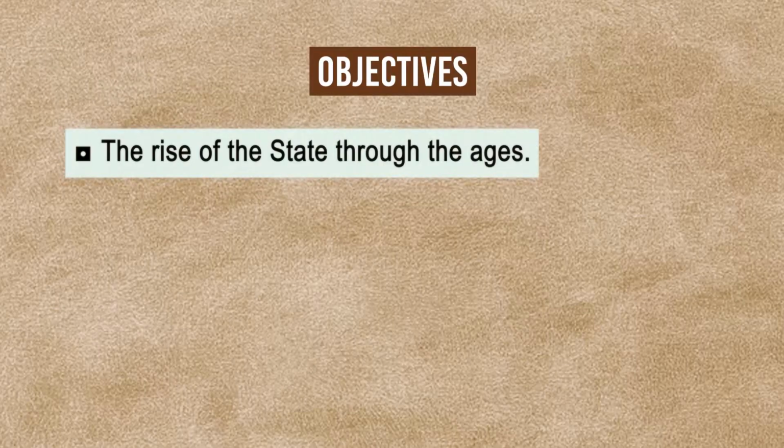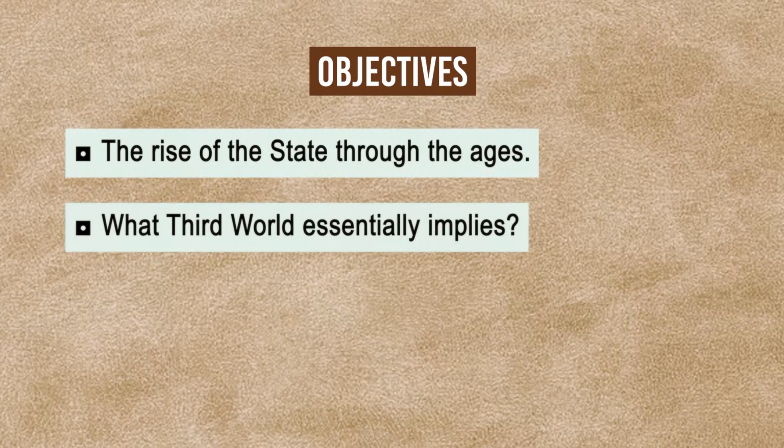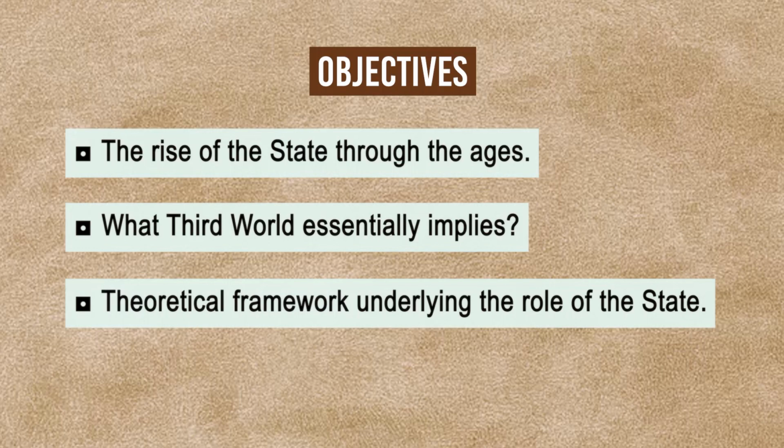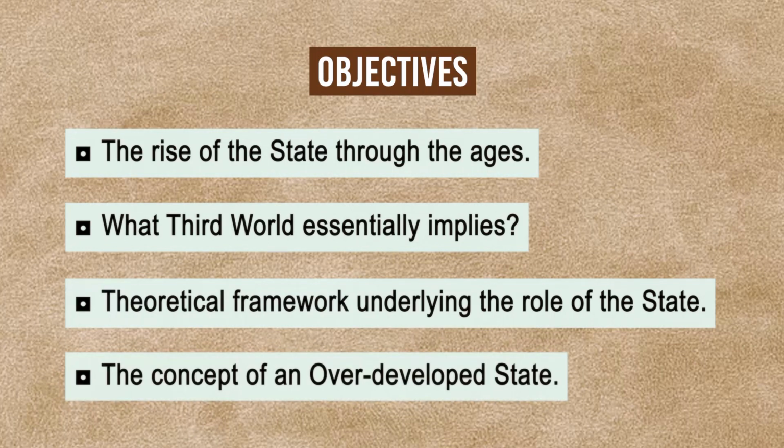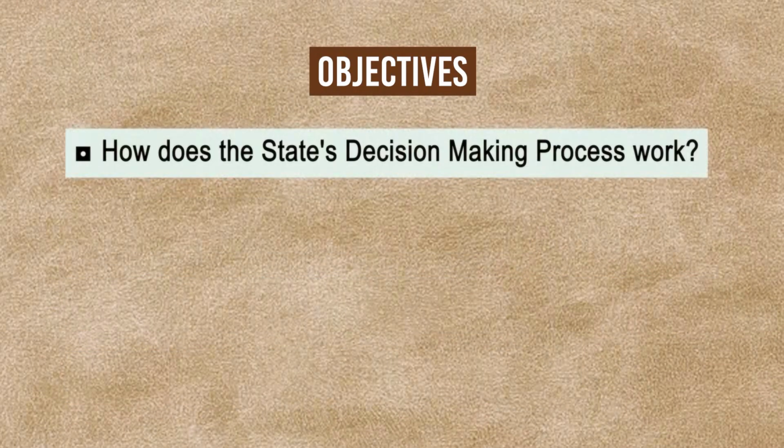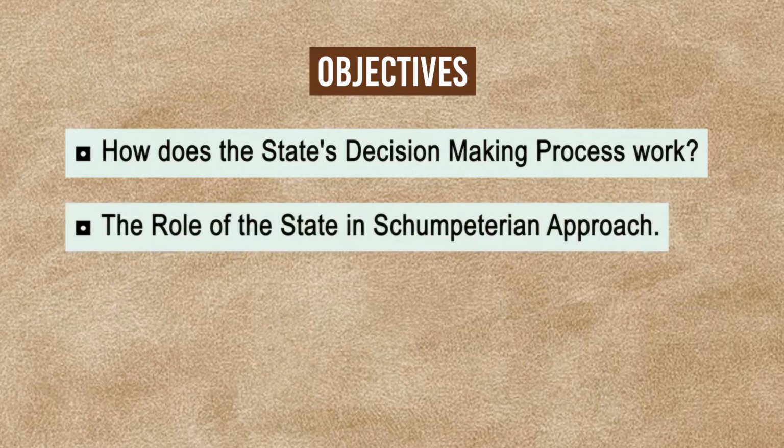We would like to discuss the rise of the state through the ages, and we would also try to understand what essentially the term third world implies. We would also look into the theoretical framework underlying the role of the state and the concept of an overdeveloped state. How does the state's decision-making process really work is another important thing that we are going to see here, and what is the role of the state according to the Schumpeterian approach.